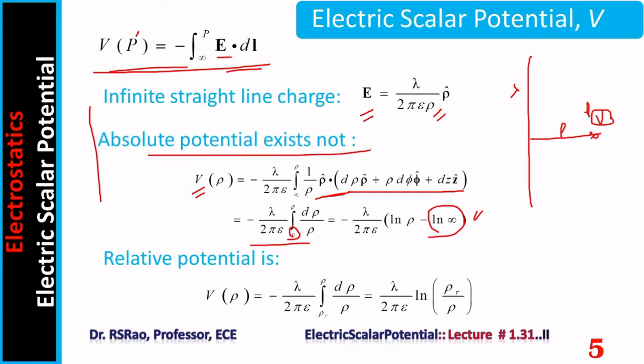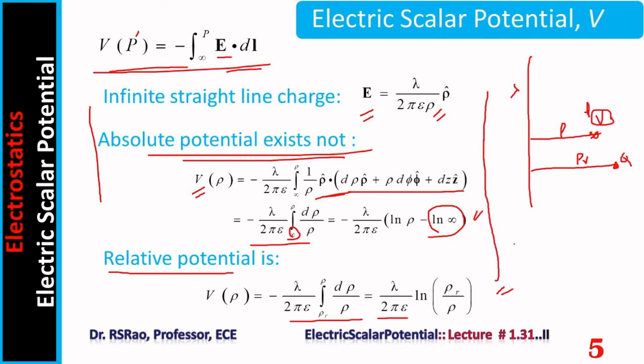Therefore absolute potential does not exist for infinite straight line charge. Relative potential, of course, we can calculate. Relative potential exists for any charge distribution. Let us suppose I want potential at point P with respect to another point which is at a radial distance of rho r. This is a reference point; let us call it Q. With respect to Q, I want the potential at P. Then the lower limit becomes rho r. Performing integration and substitution of limits leads to lambda by 2 pi epsilon natural logarithm rho r by rho. So by considering this charge distribution, what we come to know is that for infinite straight line charge, absolute potential does not exist.